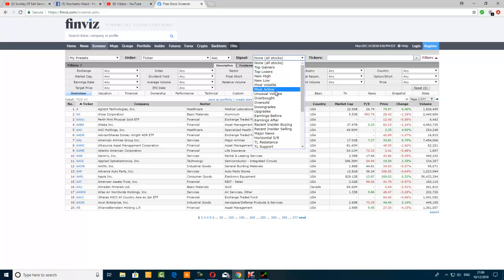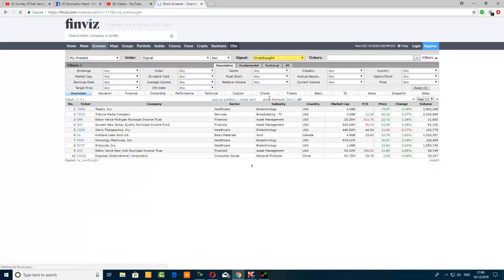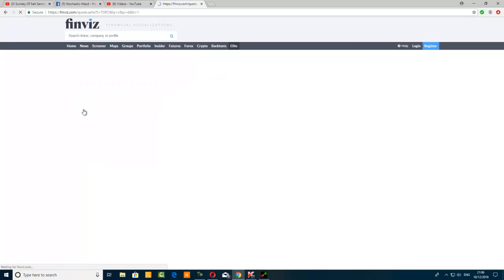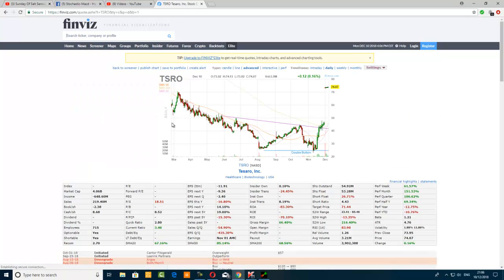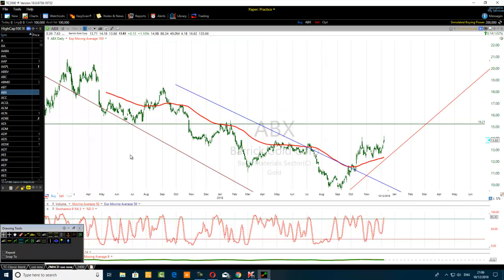Apart from those two, there is also overbought. Overbought, okay, let's see what's happening there. Overbought and oversold are also there. So on the daily chart, this is it. Overbought, okay, TSRO. Let's look at that.